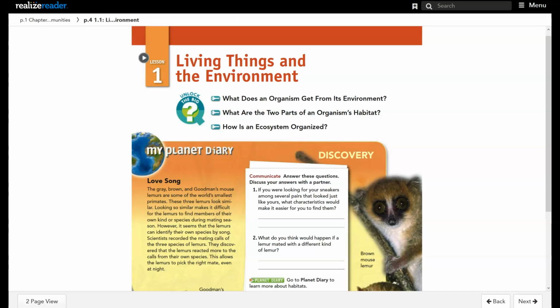Lesson 1. Living things and the environment. Unlocking the big question. Remember, our big question is, how do living things affect one another? Ways to unlock that. We are going to learn about what does an organism get from its environment? What are the two parts of an organism's habitat? And how is an ecosystem organized?